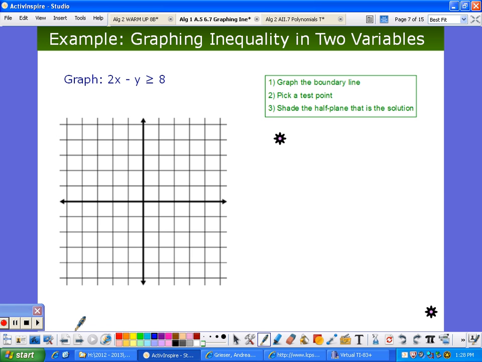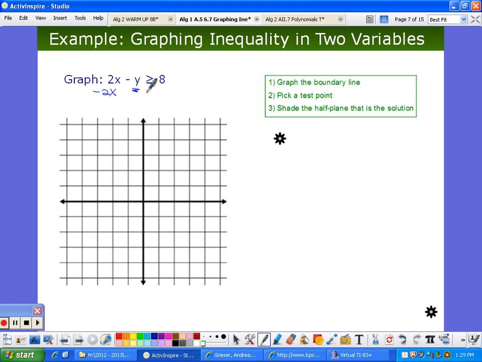Greater than or equal to 8. So the process is the same. You're going to graph the boundary line. You're going to decide solid or dashed lines. Pick a test point, and then shade the half plane. Now, an important point here is that you always want to solve this for y, because this makes this much easier.